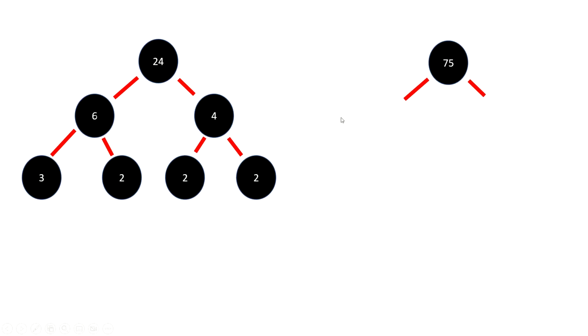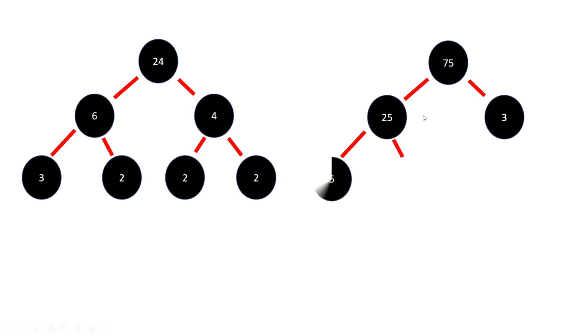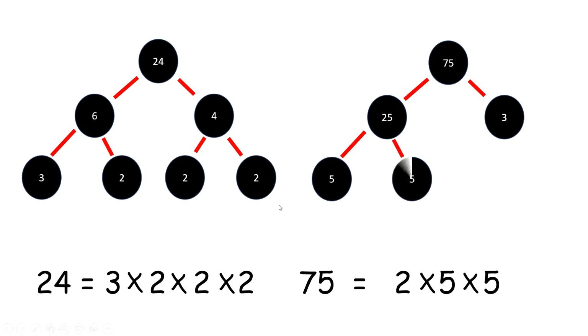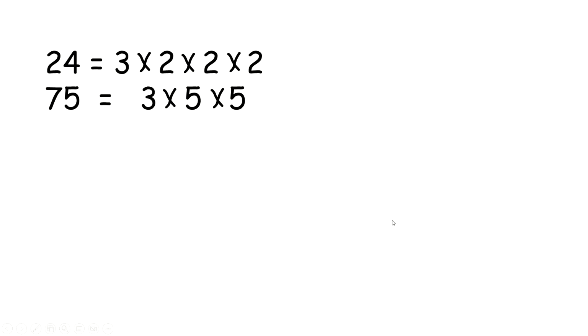Now let's do 75. So I've chosen 25 and 3. You could have chosen 5 and 15, but it really does not matter. So anyway, 25 then goes into 5 and 5. So now I've listed it out here. 24 equals 3 times 2 times 2 times 2. 75 equals 3 times 5 times 5. So now I've just listed it out. So the HCF, because there's only one common prime number, which is 3. Simple as, you don't actually have to times it.